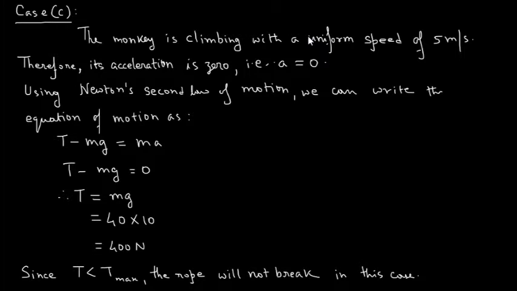Case C. The monkey is climbing with a uniform speed of 5 meters per second. Therefore, acceleration is 0, that is A is equal to 0. Using Newton's second law of motion, we can write the equation of motion as T minus mg is equal to ma. Since A is equal to 0, ma is equal to 0. Therefore, T is equal to mg. Putting the value of m and g, that is 40 and 10, we get 400 Newton. Since T is smaller than T max, the rope will not break in this case.